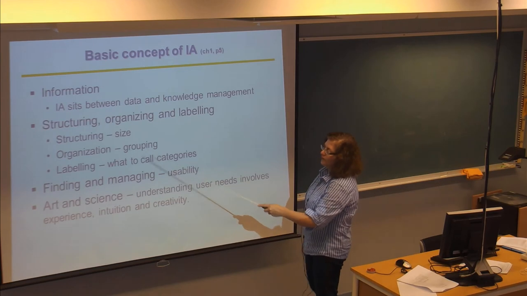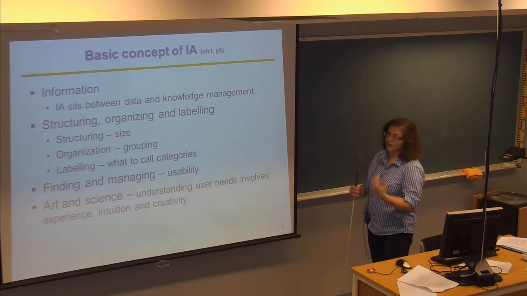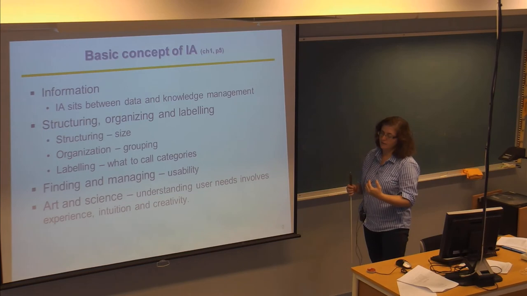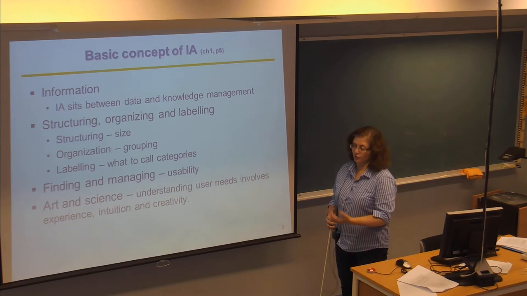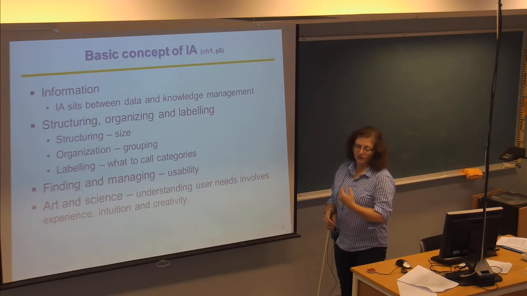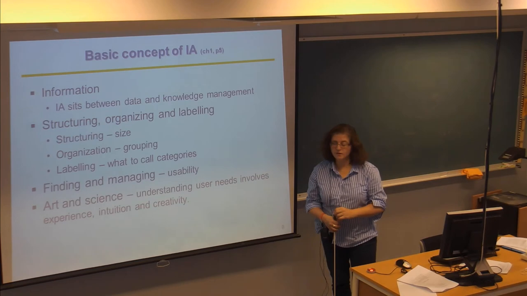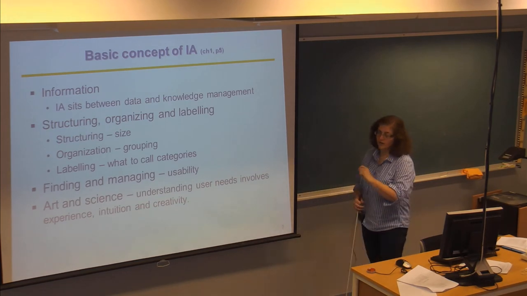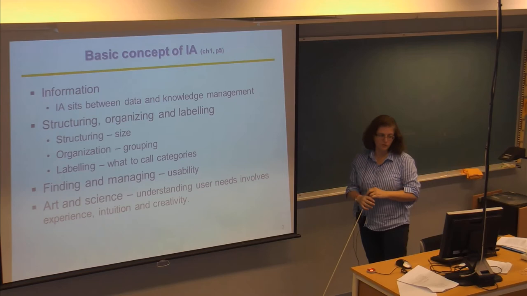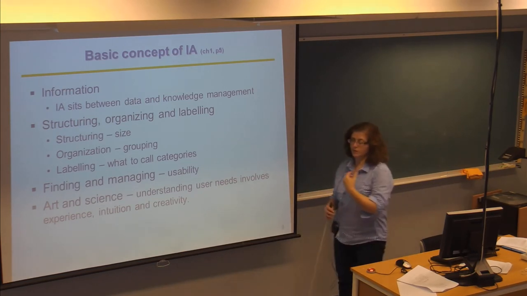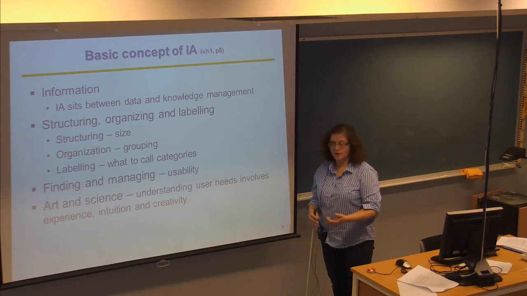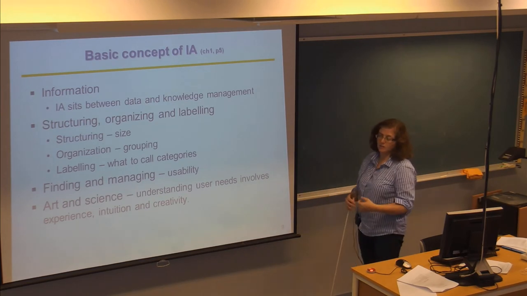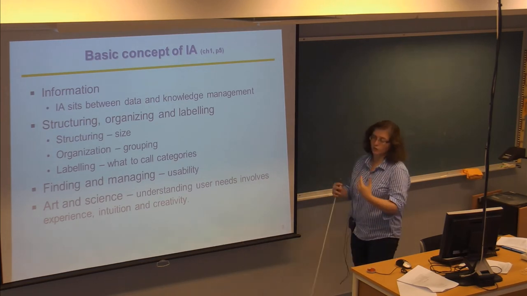Organization is about grouping, and this is how you form categories and group things together. So if I need to find out about running shoes on a commercial business website, I need to put in certain categories, and I will get a certain group of hits on that search. If I say I want men's running shoes, I'll get one set of hits. Women's running shoes, I get another set of hits. And maybe if I go by brand name, then I get another set of hits. So it's how do you group the information?